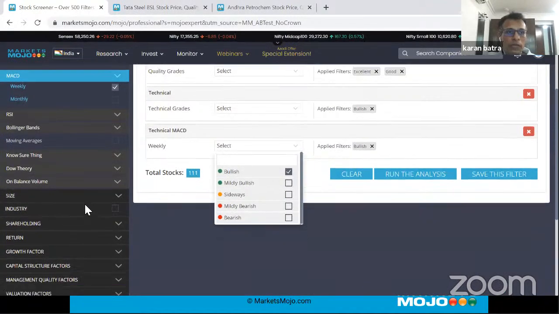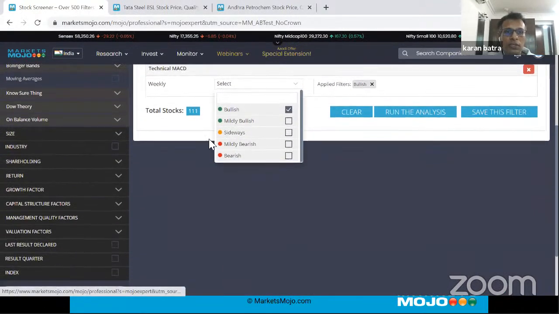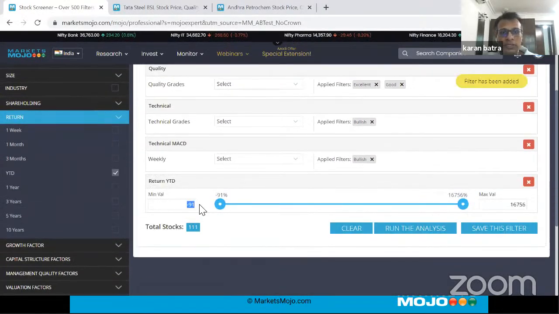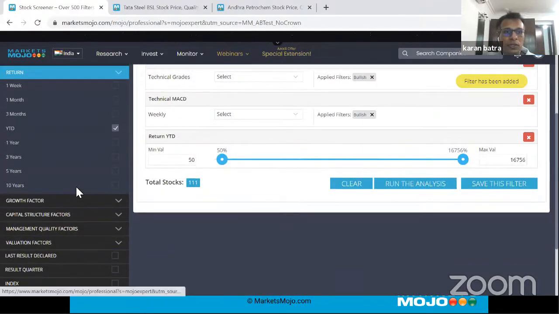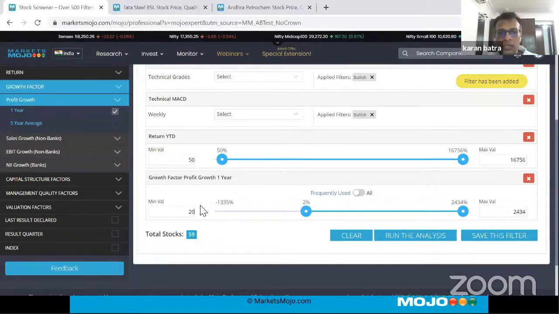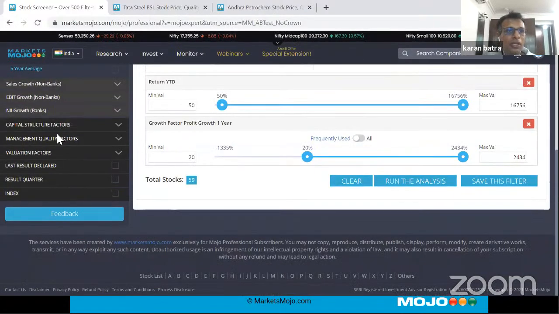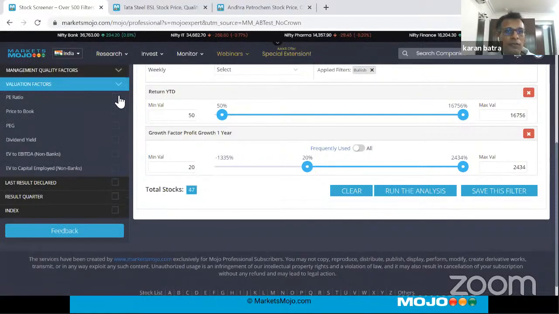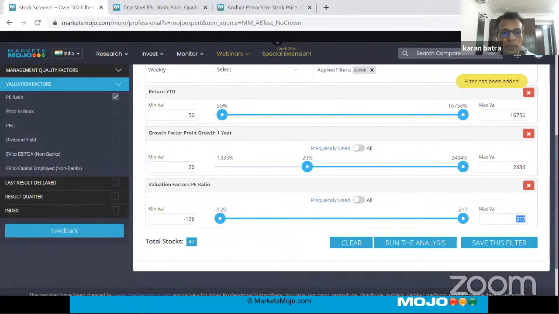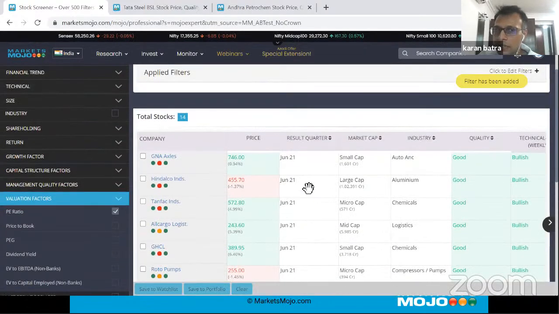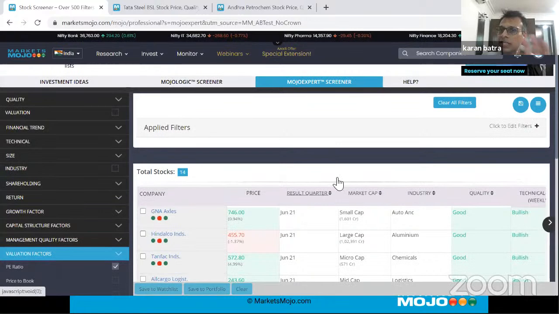On top of that, I want to customize that the return in this year should be at least 50%. The company should have a profit growth in the last 1 year of at least 20%. I'm just putting different numbers here. For valuation, the P/E of the company should not be more than 20. So I can build my own model using this analysis. These are the 14 companies which qualify for this. Again, you can save this and come back to it.